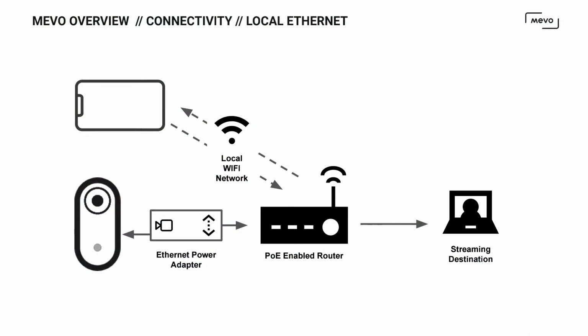That's something you're going to need for your Mevo Start to connect it via Ethernet. And that's also going to power your Mevo Start if you're using a PoE-enabled router or modem, whatever it may be. Now, the local Wi-Fi network, you can still connect your mobile device via Wi-Fi, and your Mevo can be via Ethernet.